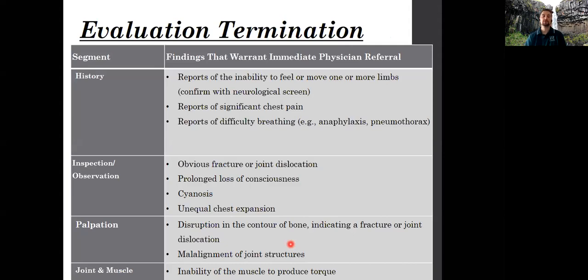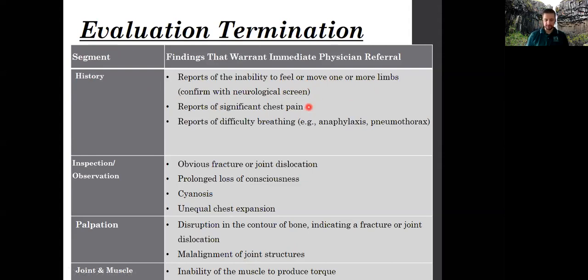Okay, this is a really great table. It tells you whenever you're evaluating someone throughout the different parts of the HOPS systematic evaluation, stop what you're doing, call 911, or get them to the hospital immediately, right? So when to terminate your evaluation. So during the history, if you're just asking them questions, inability to move limbs, right? If there's a head, neck, or spine, possible trauma or a fracture, they might not be able to move the limb. Significant chest pain, right? Of course, we're worried about heart attacks, strokes.